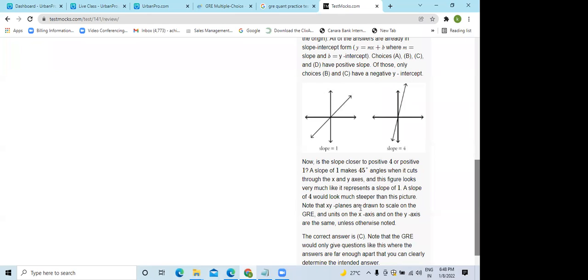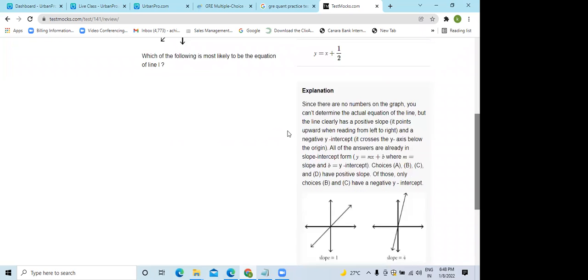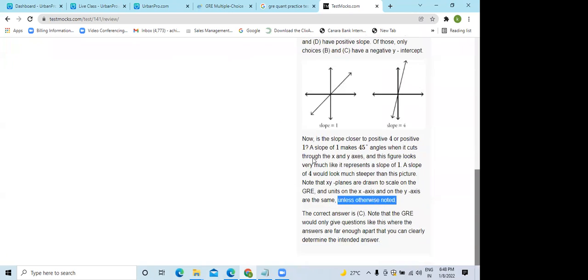Note, XY planes are drawn to scale on the GRE. Please note this. It's not like they draw approximate lines. And units on the x-axis and the y-axis are the same unless otherwise noted. That means if it is 2 points here, this is also 2 points. That's what they mean by saying the scale is the same. So the correct answer is C.